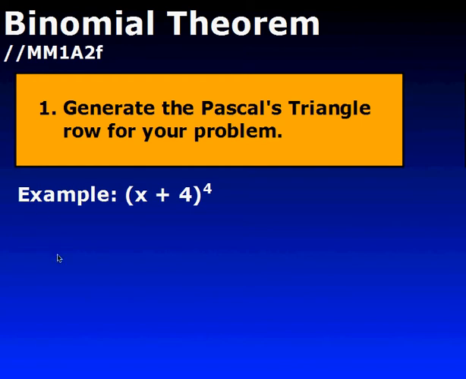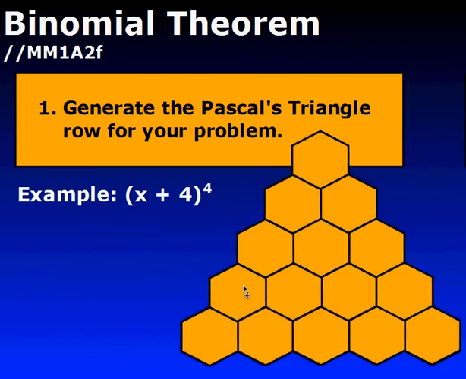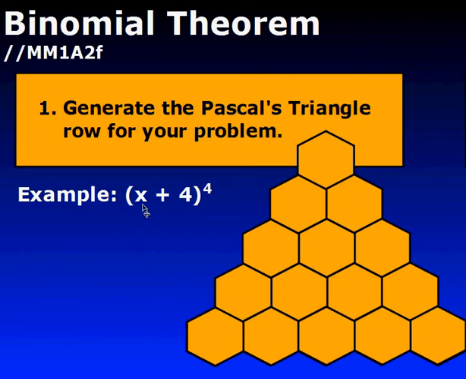Step 1, I want you to generate Pascal's triangle for your problem. So, empty triangle. In my particular problem, I need x plus 4, the quantity raised to the 4th power. Starting at the top, Pascal's triangle begins with a 1. Beneath that, I draw another 2 1s, and from here on out, add the 2 cells above the cell you're looking at. So here, 1 plus 2 is 3, 2 plus 1 is 3.